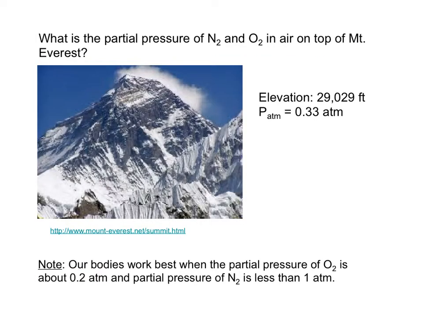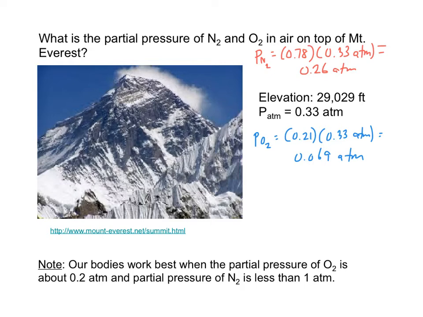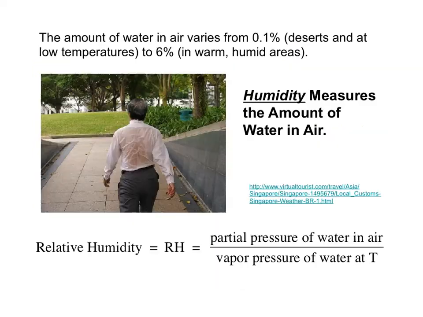Here's a really high elevation. Stop the video and calculate the partial pressure of N2 and O2 on top of Mount Everest. And the answers are... It takes quite a bit of acclimating to get accustomed to these partial pressures. The amount of water in air is the humidity. Your favorite weatherman often reports the relative humidity.